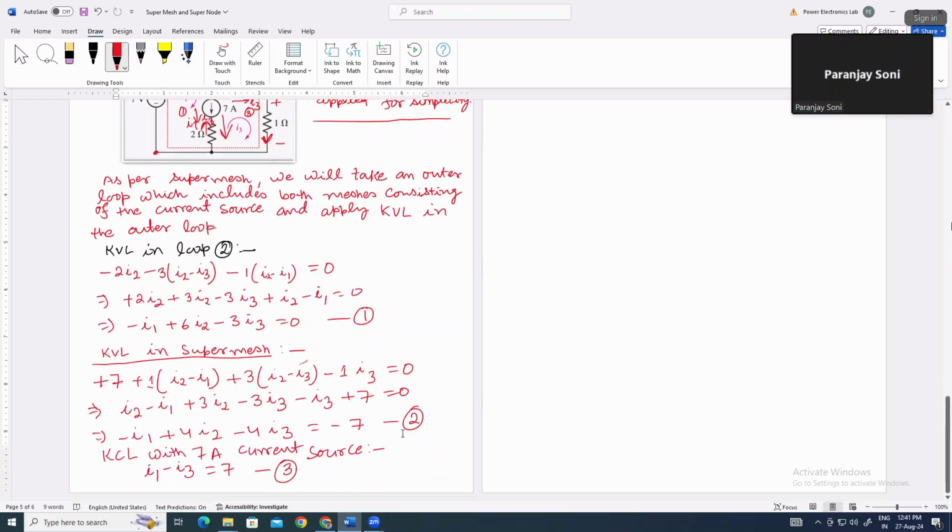No, sir. So if you solve equations 1, 2 and 3, you can easily get the values of I1, I2 and I3. Okay?